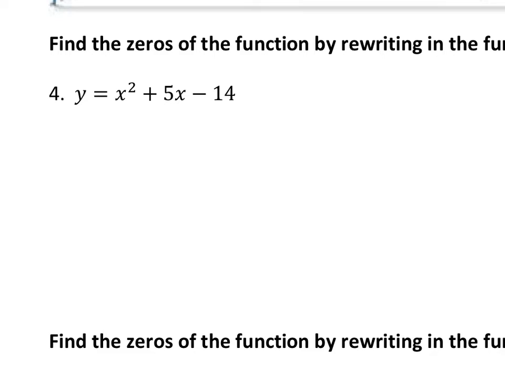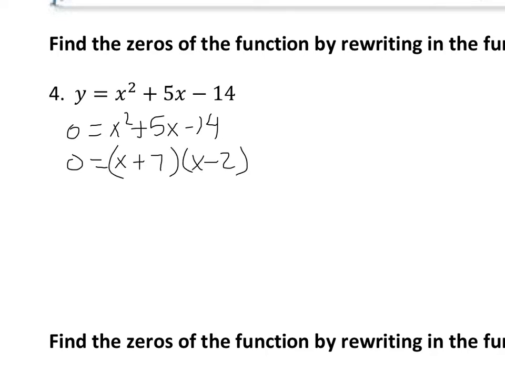Alright, so when it says find the zeros, instead of y, you say 0 equals x squared plus 5x minus 14. So remember, a is 1, b is 5, c is -14, so you say 1 times -14 is -14. What multiplies to -14 and adds to 5? 7 and 2, so you would say 0 equals x plus 7, x minus 2, because +7, -2 adds to +5. Then you would say x plus 7 equals 0, x minus 2 equals 0, so you get x equals 2, x equals -7.